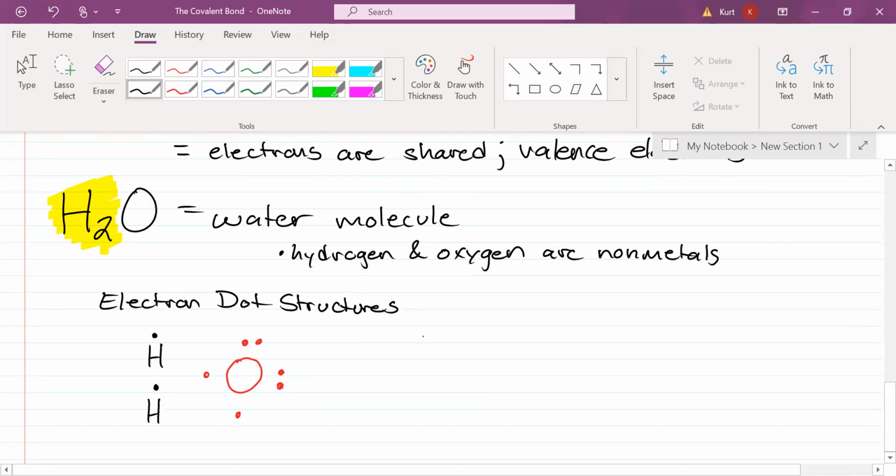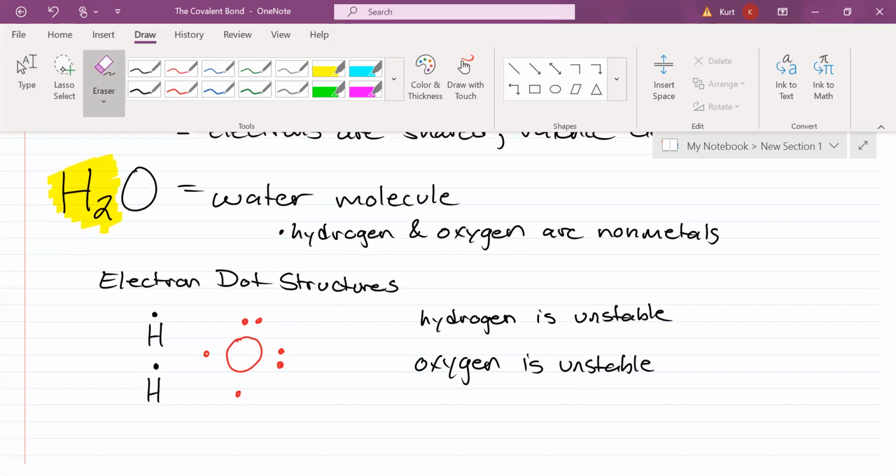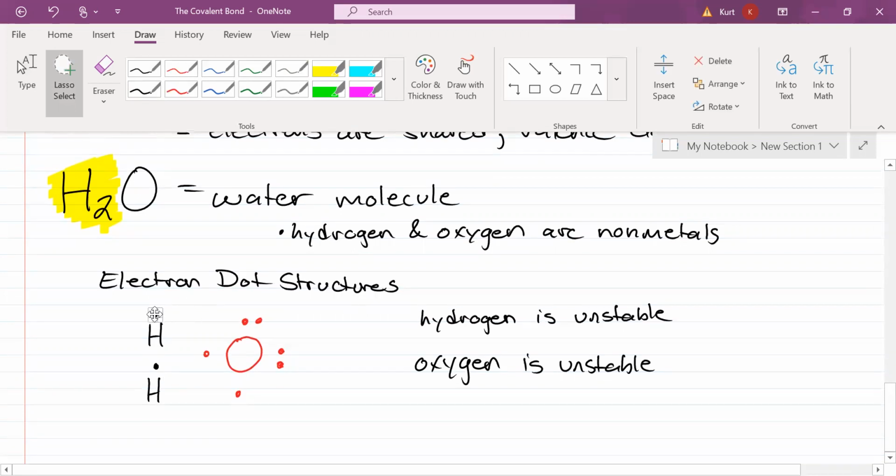Hydrogen is unstable because it only has 1 valence electron. Oxygen is unstable because it has 6 valence electrons. Hydrogen needs 2 to be stable, and oxygen needs 8 to be stable. So what we're going to do is we're going to move things around a little bit. Check this out. I'm going to move this electron right here. If you like doing puzzles, you're going to really enjoy this unit. I'm going to move that there, and I'm going to plug it in.